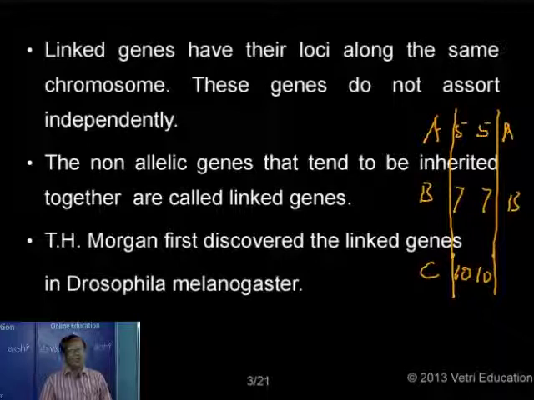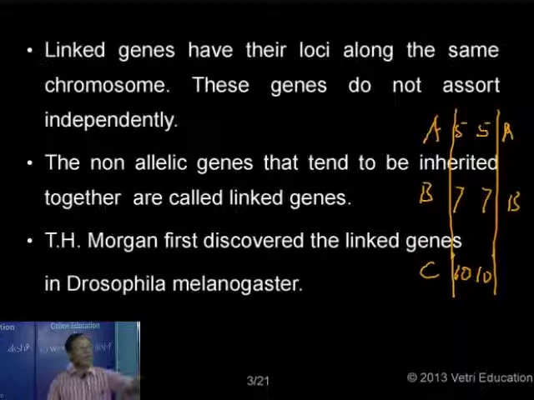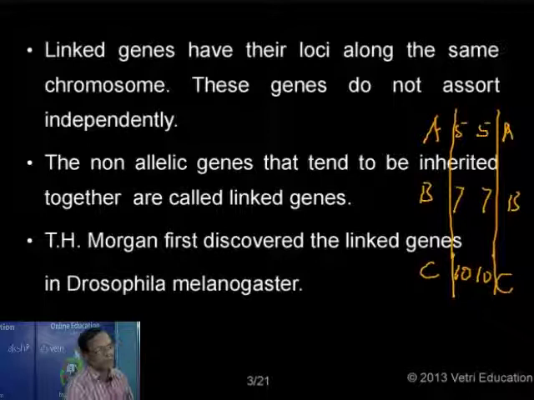So the law of independent assortment is not universal. It is possible only when the genes controlling different characters are located on different chromosomes. But when the genes are located on the same chromosome, with their own loci, they normally do not show any independent assortment. That's why linked genes have loci along the same chromosome, and these genes do not assort independently during the formation of gametes. These non-allelic genes tend to be inherited together. So A, B and C are non-allelic genes. A and A are alleles, B and B are alleles, C and C are alleles, but A, B, C all together are not allelic pairs, they are non-allelic pairs.